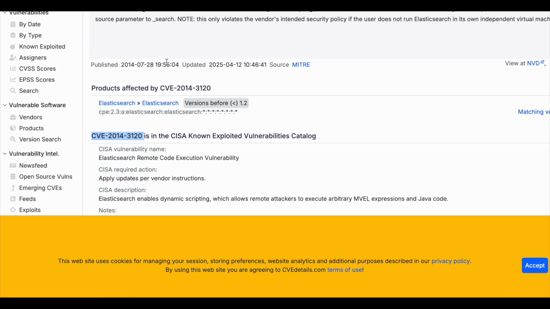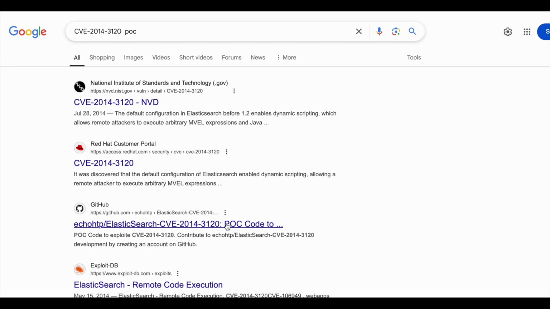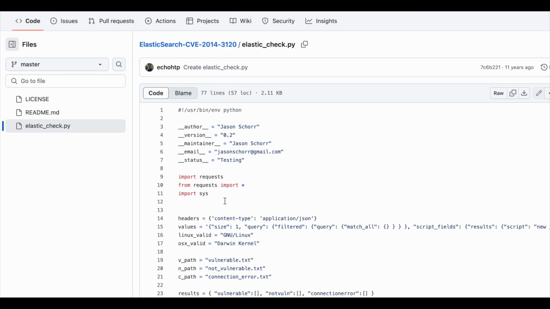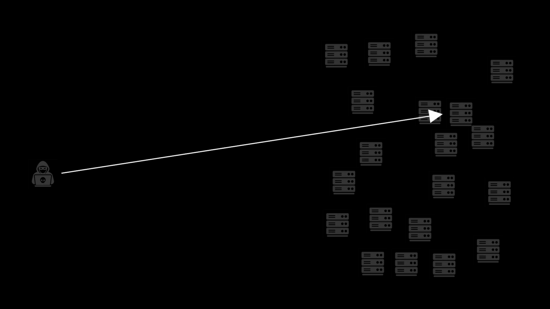Now, I don't know how to exploit this vulnerability, but again, I can just Google for a proof of concept for how to exploit this vulnerability. And sure enough, here's a Python script that I can just run that will get me code execution on the first system that I infect. This is kind of similar to how the Morris worm worked, except rather than relying on one or two vulnerabilities, I have thousands of different vulnerabilities that I can look up on Google and rely on.